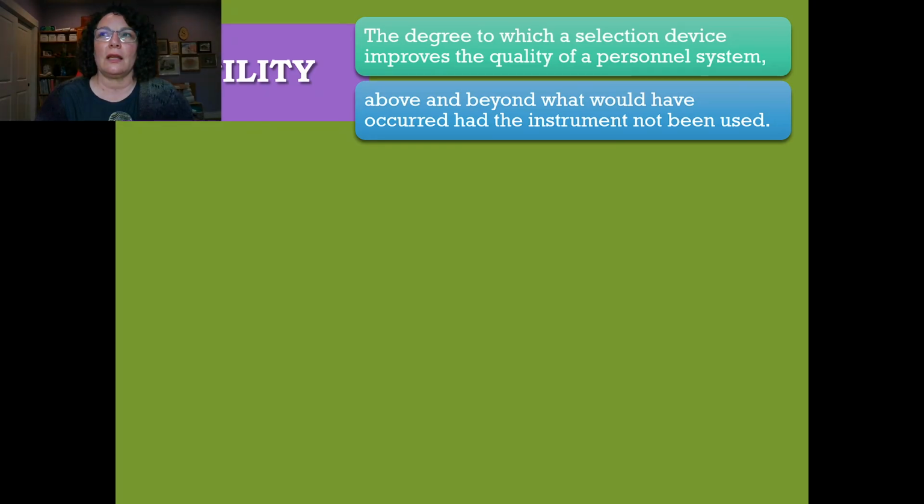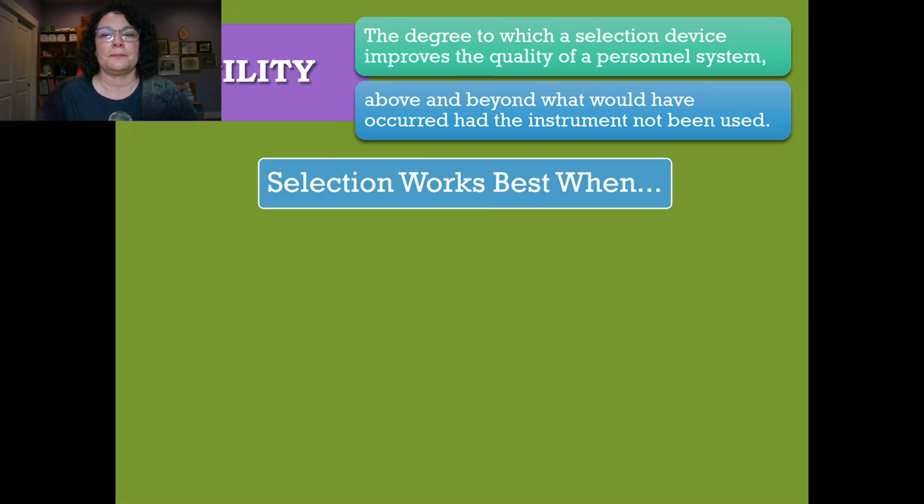So if they were to turn to an industrial psychologist and say, can you create a selection tool? What they're really asking is, can you make this better? Can you improve this over what we're already doing? And it needs to be worth the investment that we're making, right?